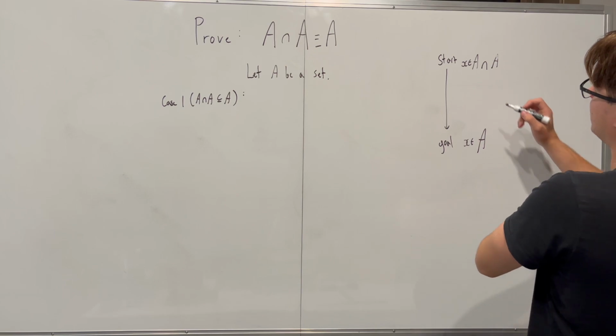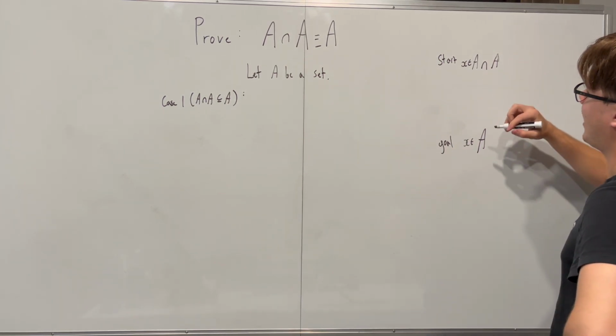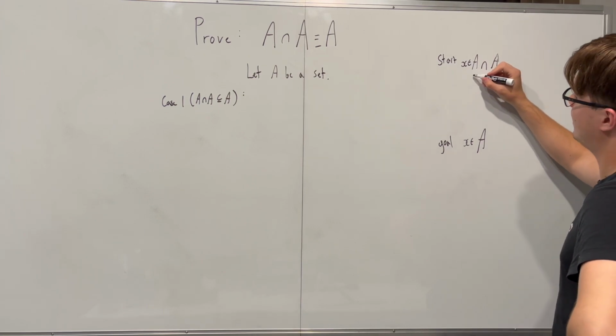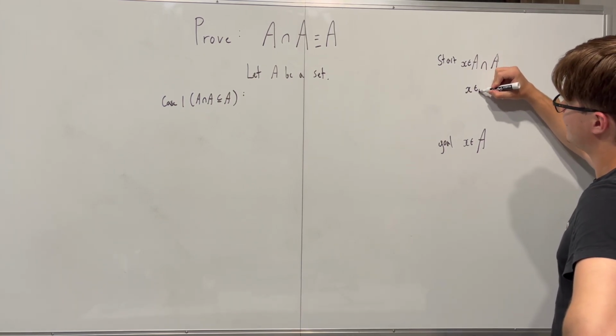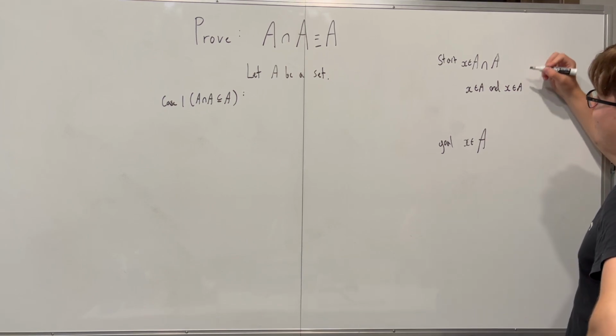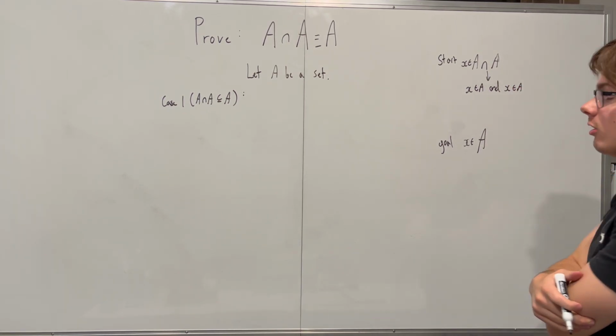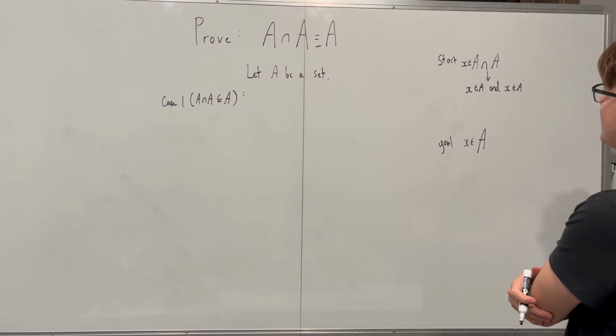Well, let's start by breaking this apart. We're going to say, well, if x is an element of A intersection A, that means that x is an element of A and x is an element of A. That's what this is saying. And then from here, how can we get to here? Well, as you can see, the logical leap isn't very big.